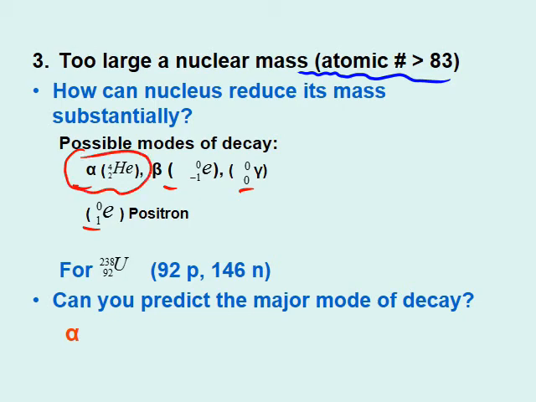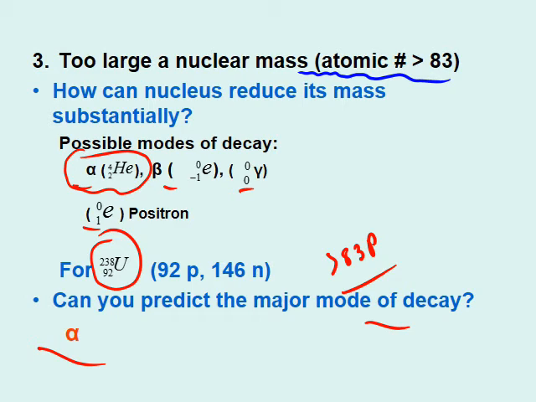So we can say when atomic number exceeds 83, all of those nuclei are massive, and they would reduce their mass by predominantly giving off alpha particles. So the mode of decay is going to be alpha emission. Uranium-238 is one of them, having 92 protons. That is greater than 83 protons for the belt of stability, and that's why alpha would be the major mode of decay.